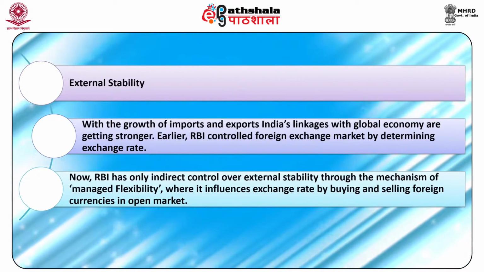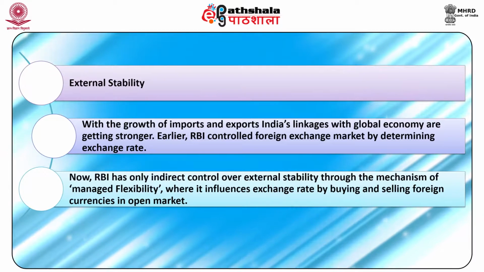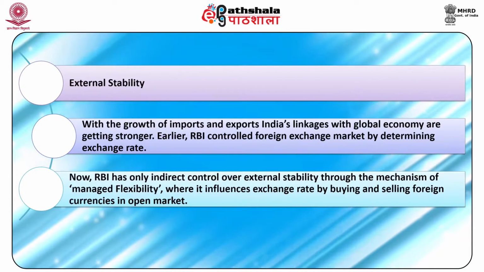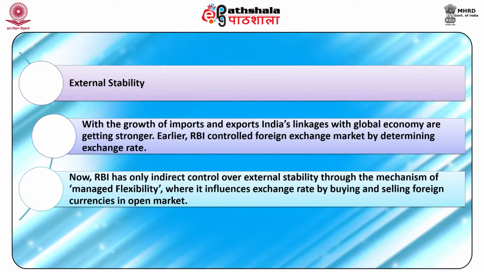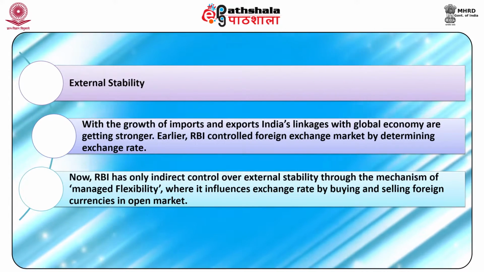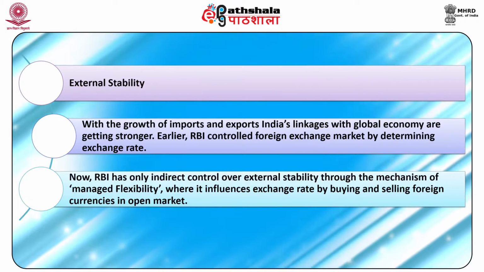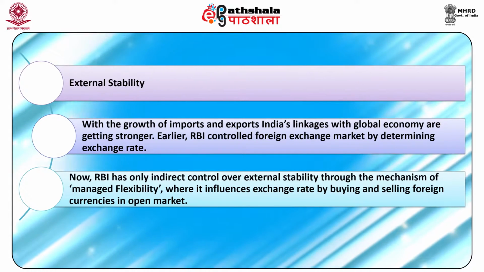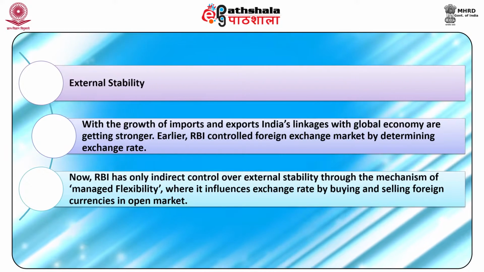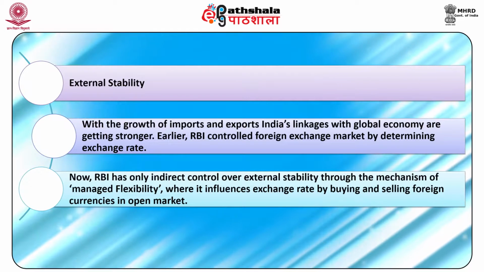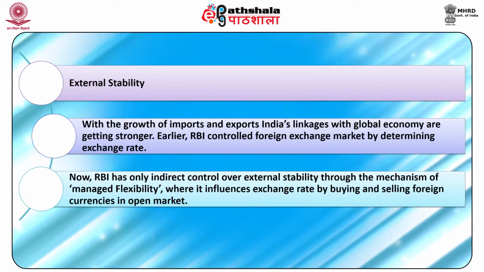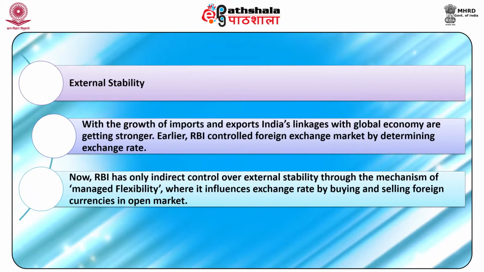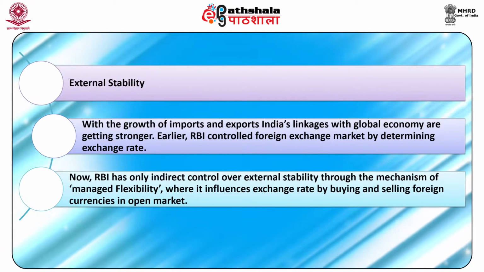Fifth, external stability. With the growth of imports and exports, India's linkages with the global economy are getting stronger. Earlier, RBI controlled the foreign exchange market by determining the exchange rate. Now, RBI has only indirect control over external stability through the mechanism of managed flexibility, where it influences the exchange rate by buying and selling foreign currencies in the open market.